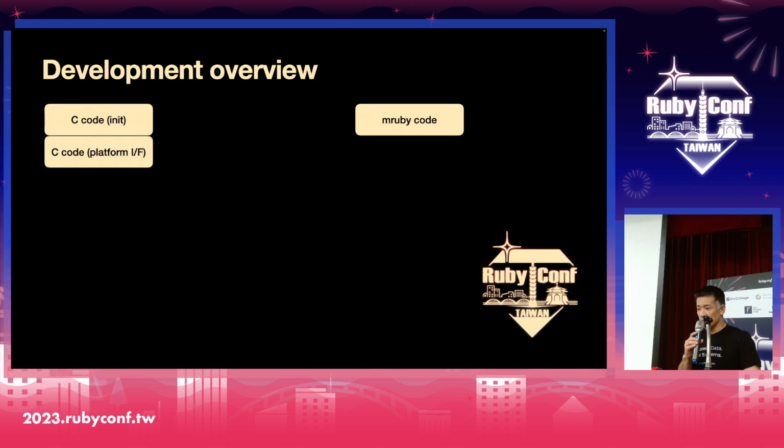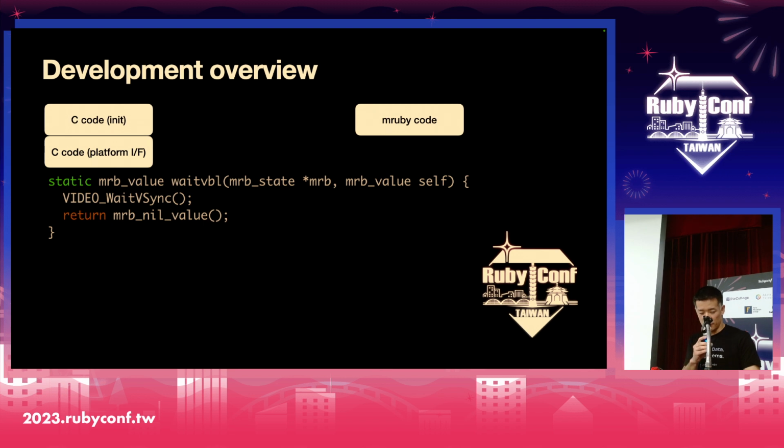And as you write Ruby code, you might need to write more C code because your Ruby program might need to access the video RAM, or maybe you want to check the controller state. This is an example for waiting for VSync. VSync is a video-related vertical sync signal, which you can use to keep your game running at a constant pace.